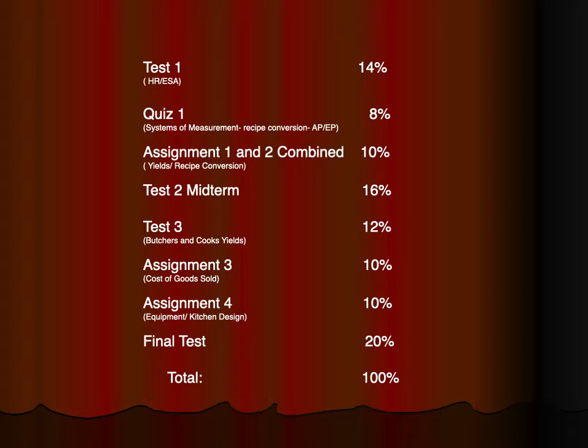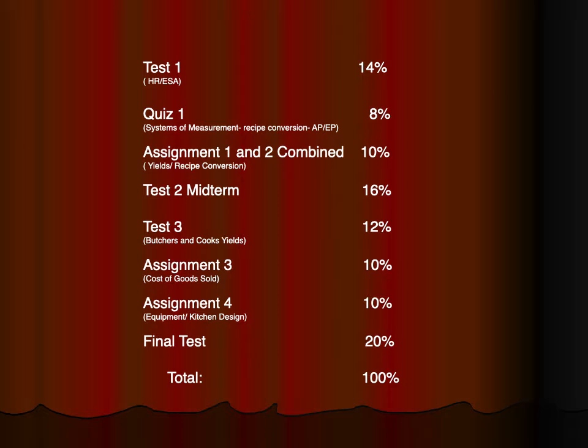Assignment number 1 and 2, I've combined them together. That's going to be yields and recipe conversions. So you're going to be doing a 3-course menu. You're going to figure out how many portions that makes by the recipe, etc. And then you're going to change it to 150 portions or whatever it might be. And that's worth 10% overall, 5% for each part.